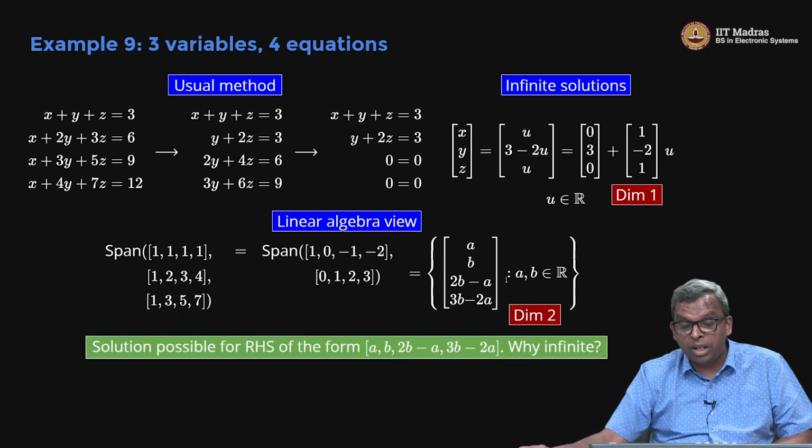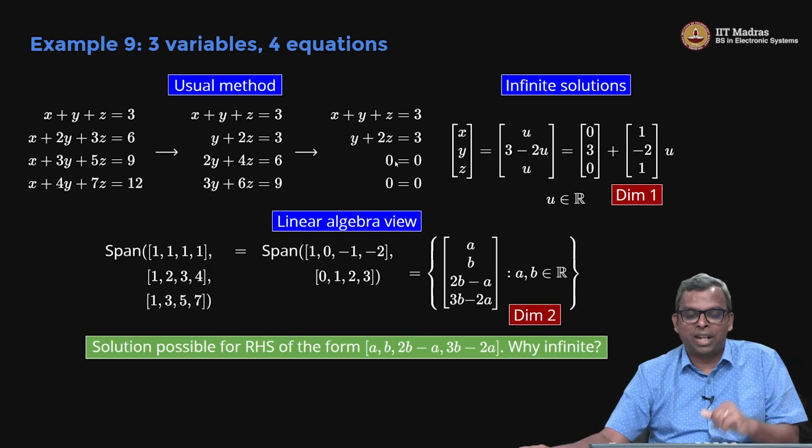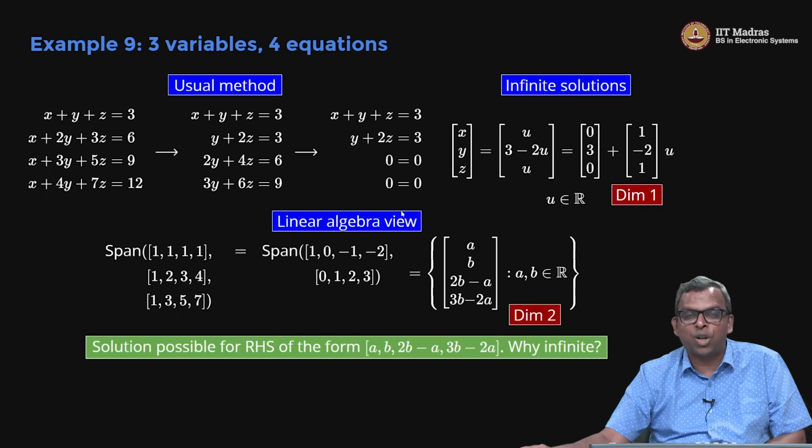but only when solutions are infinite, but only when the RHS is of the form A, B, 2B minus A, 3B minus 2A. You can check that that's true here. It's A, B, 2B minus A, and 3B minus 2A. If you change the RHS to anything other than this, then there will be no solution. You will get, instead of 0 equals 0, 0 equals 0, you will get a contradiction here. Okay, so that's also very, very interesting.